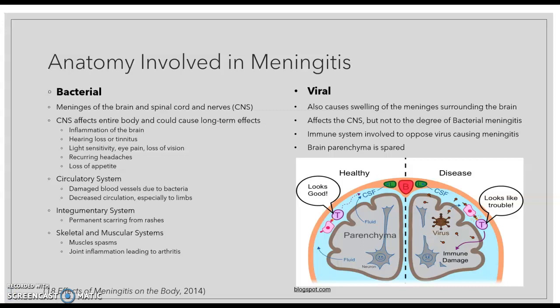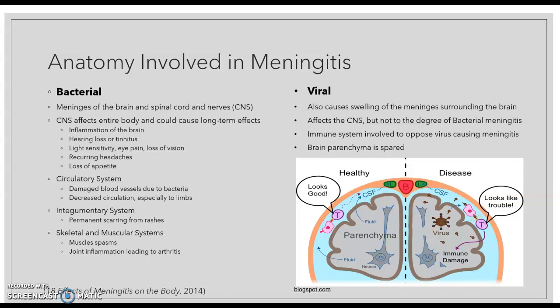Looking at the anatomy involved in meningitis, because bacterial meningitis affects the CSF, there are various structures of the body affected, such as the central nervous system, the circulatory system, the musculoskeletal system, and the integumentary system. Viral meningitis does not affect the CNS to the same degree that bacterial meningitis does, because the immune system intervenes. And in viral meningitis, the brain parenchyma is spared.